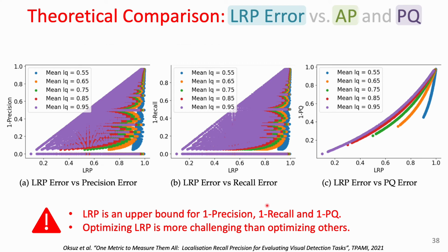If you plot LRP error with respect to 1 minus precision, 1 minus recall, and 1 minus PQ, that means the PQ error, we see that LRP is always higher than these values for different LQ values. Therefore, LRP can be considered as an upper bound for 1 minus precision, 1 minus recall, and 1 minus PQ. And in turn, this means that optimizing LRP is actually a more challenging problem than optimizing the other measures.